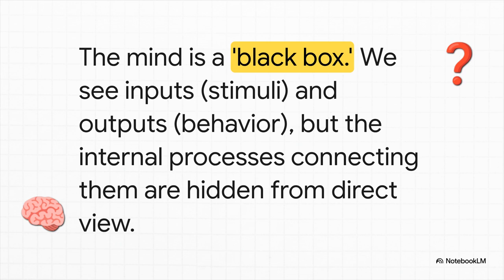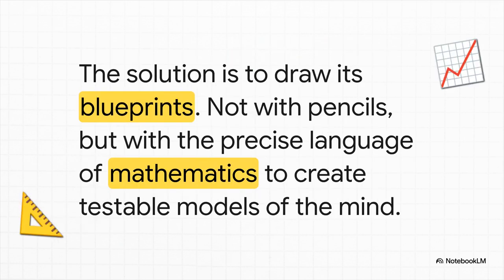We can see an input, like, say, a tricky question on an exam, and we can see the output, the answer someone gives. But that whole complex, mysterious chain of events that happens in between, that's all happening inside the black box. So how do we possibly map something we can't see? Well, the solution is, we draw its blueprints. And no, not with pencils and paper, but with the clear, powerful, and precise language of mathematics. This is what lets us build concrete, testable models of how the mind might actually be structured.